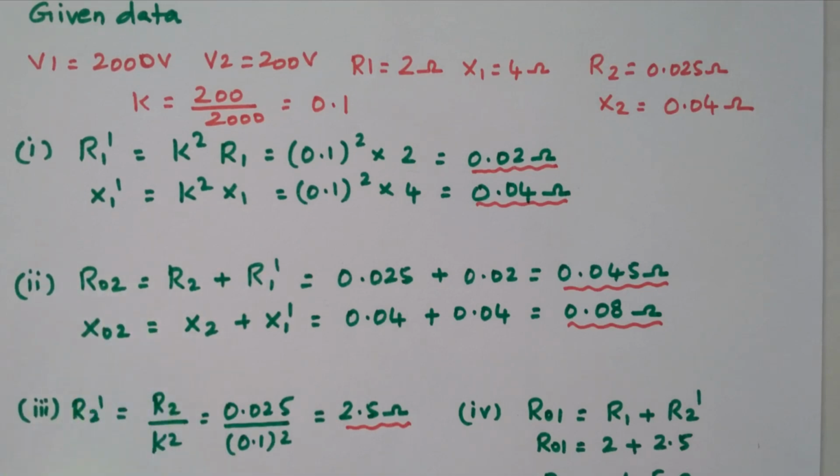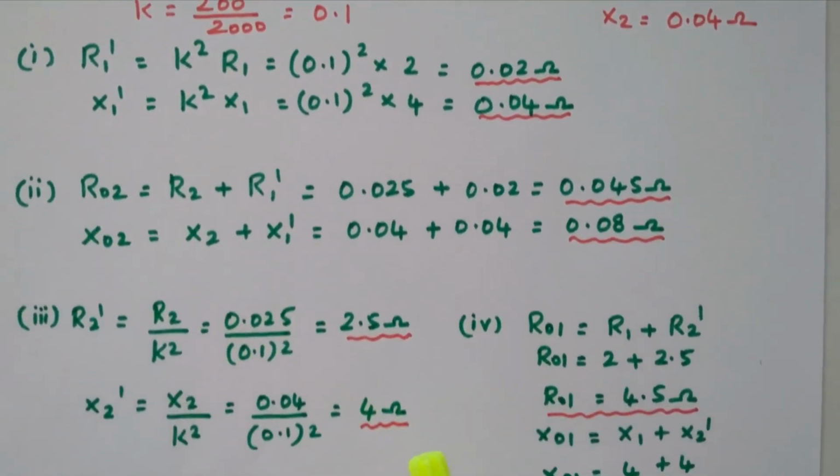Similarly, reactance also. Right. So, R2 value is 0.025 plus R1 dash, that we calculated, R1 dash is 0.02, that is 0.045 ohm. Similarly, X02 equal to X2 plus X1 dash. So, X2 is already available, 0.04, plus X1 dash we calculated, that also 0.04. So, that is 0.08 ohm. Right. So, these two are nothing but equivalent resistance and reactance of a transformer referring to the secondary side. R02, X02 means secondary side. Same thing will go for the primary side also.